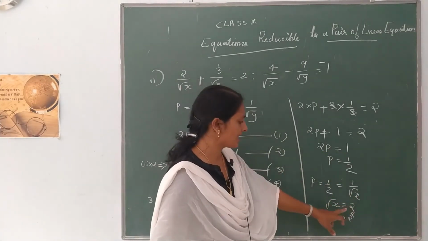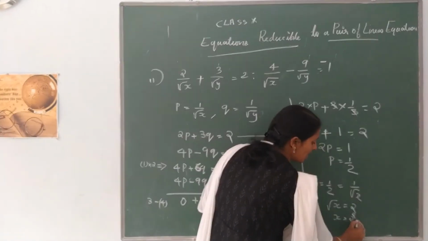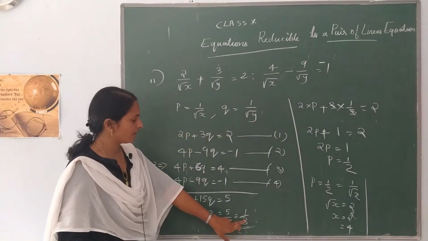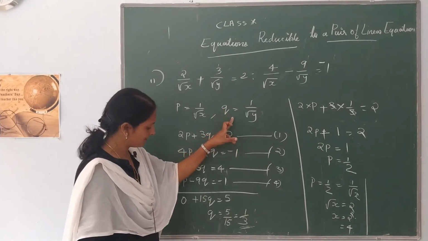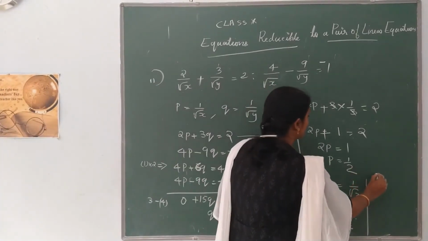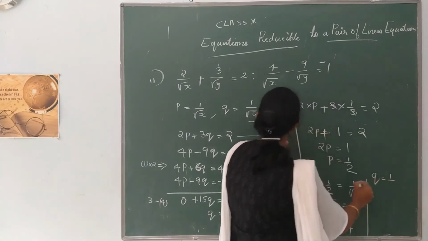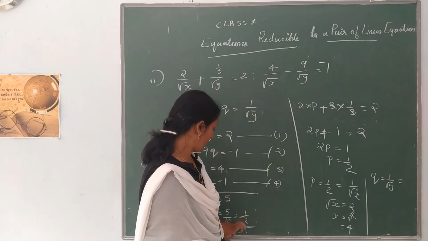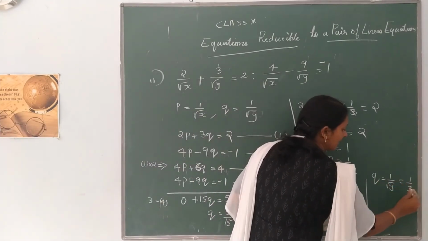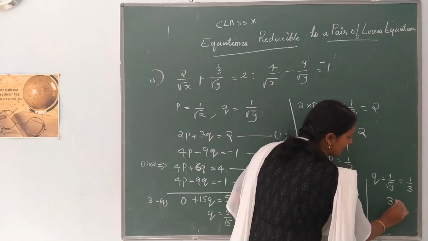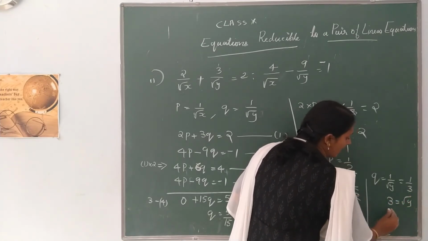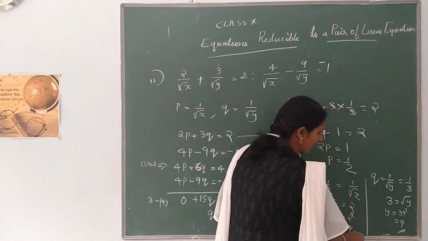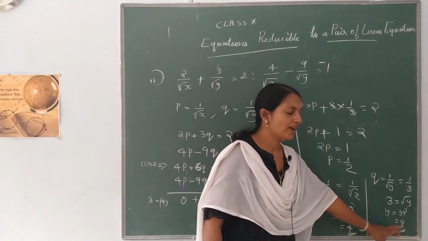Transpose root to RHS, that becomes square, that is equal to x is equal to 4. Then the value of q is equal to 1 by 3. Substituting this in this equation, that is q is equal to 1 by root y, that is equal to 1 by 3. Then cross multiplying, 3 is equal to root y and y is equal to 3 square, that is equal to 9. The value of x is equal to 4 and y is equal to 9.